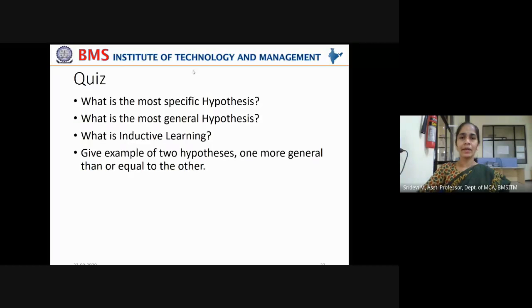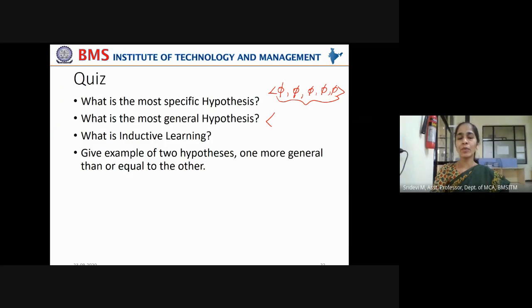Okay. Now tell me, what is more specific hypothesis? Three questions today. Tell me, what is more specific hypothesis? When the conditions are more. Very good. When the conditions are more, or mathematically you can represent that you are not convinced by any value. You have lots of preferences. You are not convinced by any value. In that case, all will be phi. That is the most specific hypothesis.